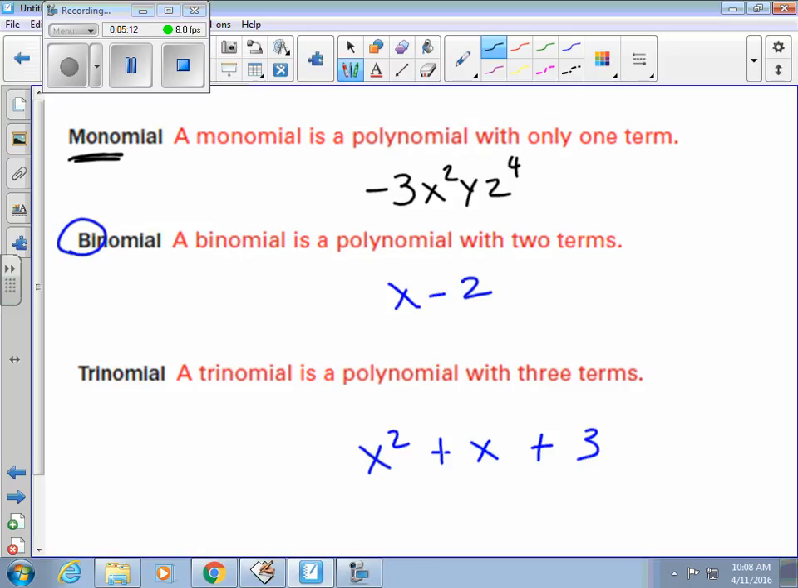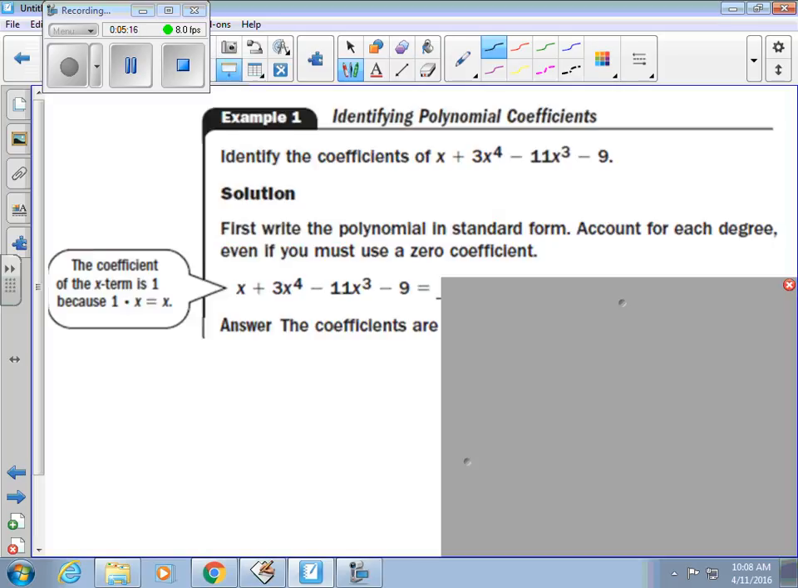Monomial, binomial, trinomial. Nobody ever messes that up. You ought to be fine on that. Here's example number one. Identifying polynomial coefficients. Identify the coefficients of x plus 3x to the fourth minus 11x to the third minus 9.